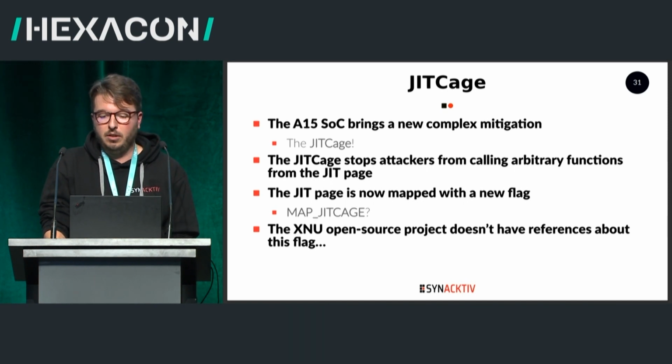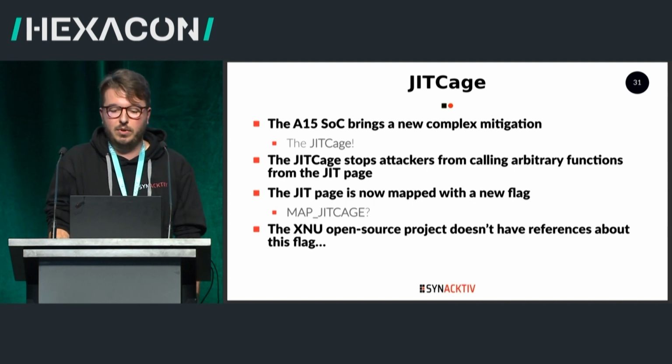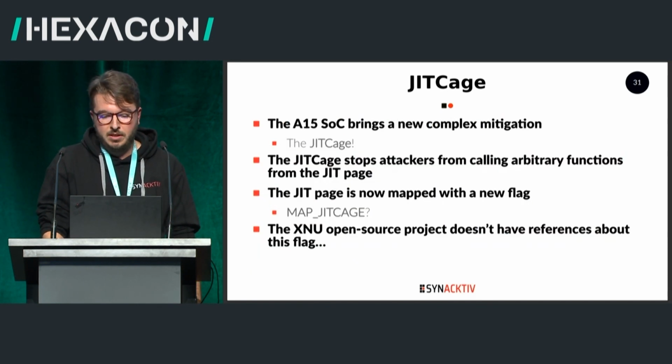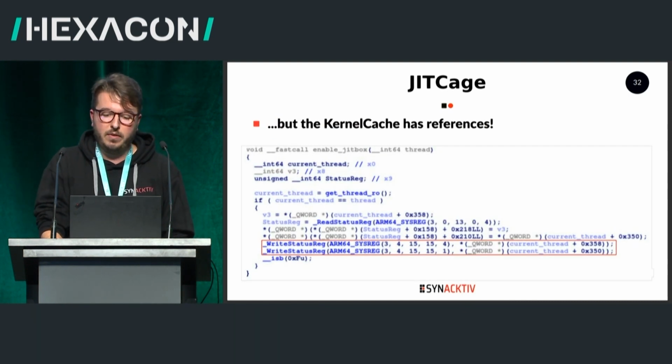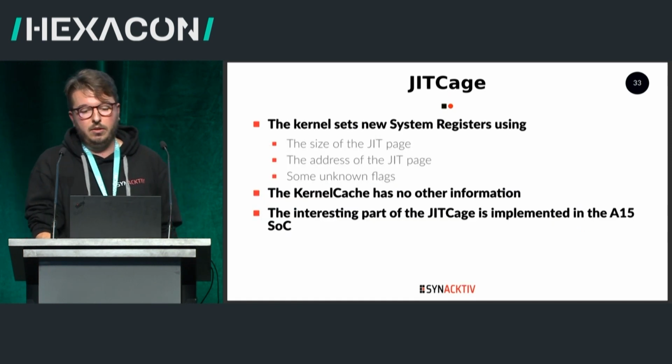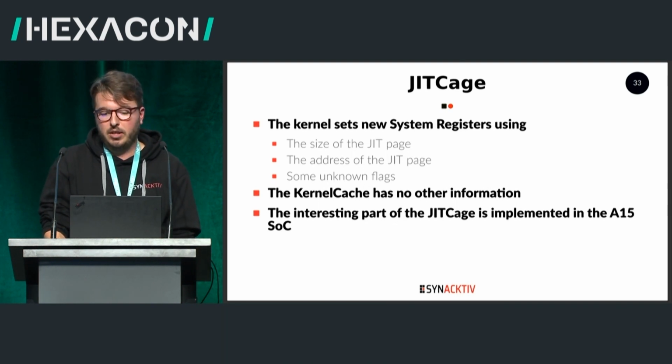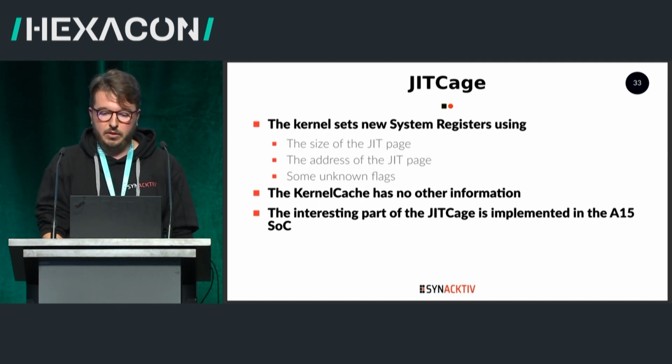Now the JIT page is mapped with a new flag. We don't have the name of the flag; I will name it MAP_JIT_CAGE. If you look at references to this flag in the XNU open source project, you will not find any reference. But if you look in the kernel cache, you will find how this flag is implemented in the mmap syscall, and you will quickly find a short function that sets two new system registers. The values used by these system registers are the size and the address of the JIT page, and maybe some flags. And the kernel cache doesn't have any other information about the JIT cage.